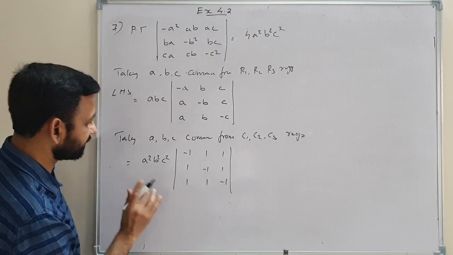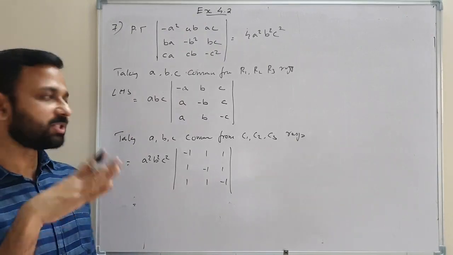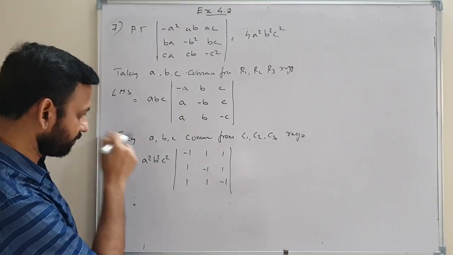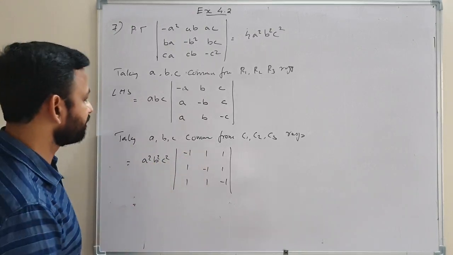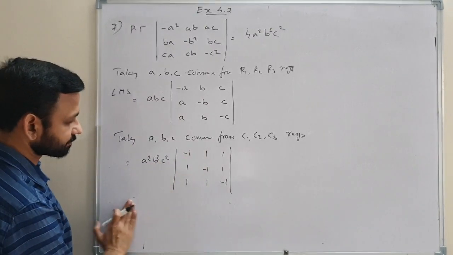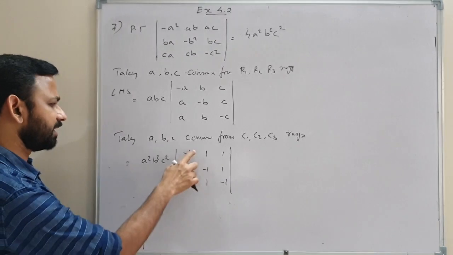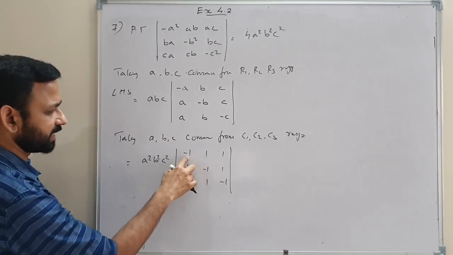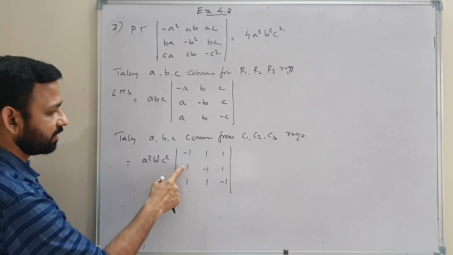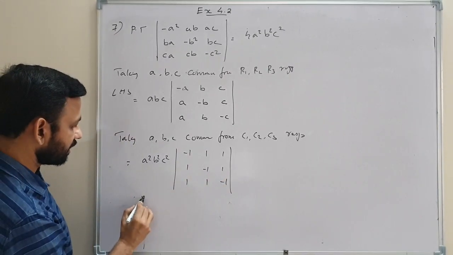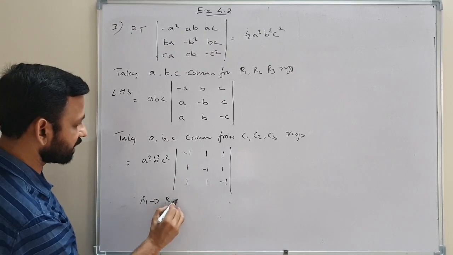We want to make 2 zeros. If you get 2 zeros anywhere, we can reduce it into 2 by 2 form. So for the operation, here we can find the sum of these two rows: minus 1 plus 1 is 0, 1 plus minus 1 is 0. Yes, we will do R1 gives R1 plus R2.